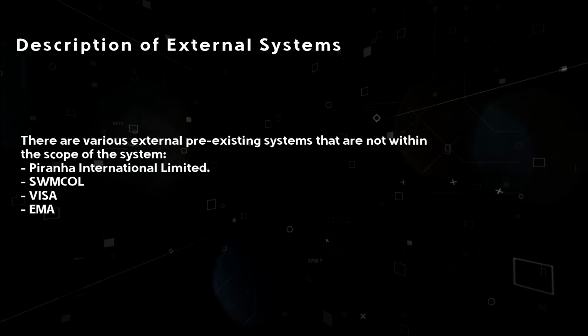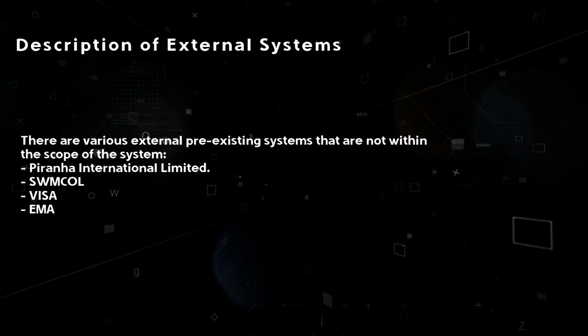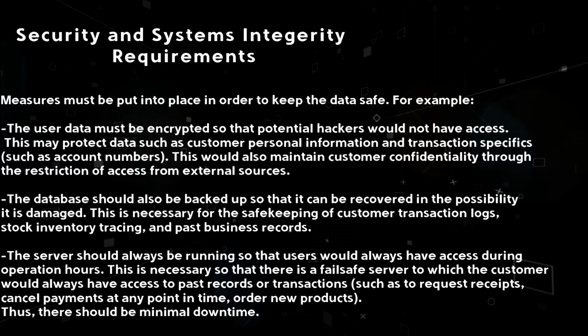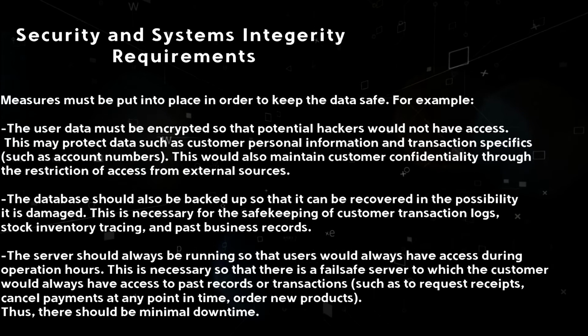The external systems refer to systems not directly associated with our database, however, hold the same premise of use. The security and systems integrity requirements places emphasis on data confidentiality and safety, given the why and how for each point in order to achieve relatively safe use and storage of important information.